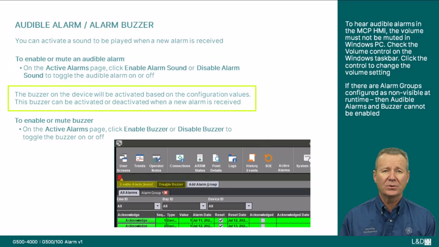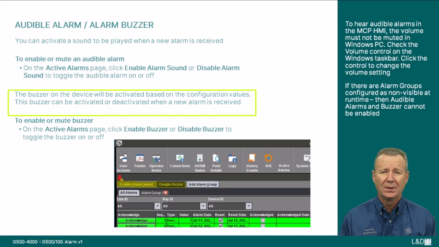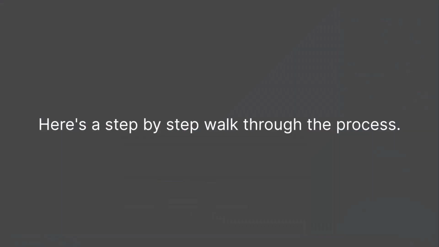Also, the alarm buzzer on the device will be activated based on the configuration values. The buzzer on and off timer can be configured when you configure the alarm settings and the global settings. This buzzer can be activated or deactivated when a new alarm is received. To enable or mute the buzzer on the Active Alarms page, click the Enable Buzzer or Disable Buzzer to toggle the buzzer on or off.